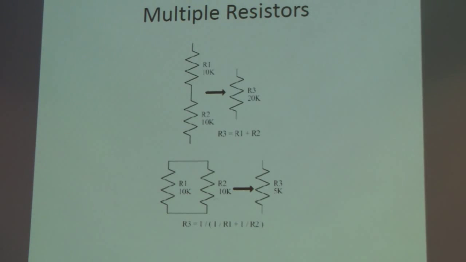So, multiple resistors. This comes into play in a couple different categories. One, you may be building a circuit and need a resistor of a certain value, but you don't have it on the shelf. So you can manufacture your own resistors. There are two ways you can do it. If you wire resistors in series, they add. So two 10K resistors wired in series end up being functionally equivalent to a 20K resistor.